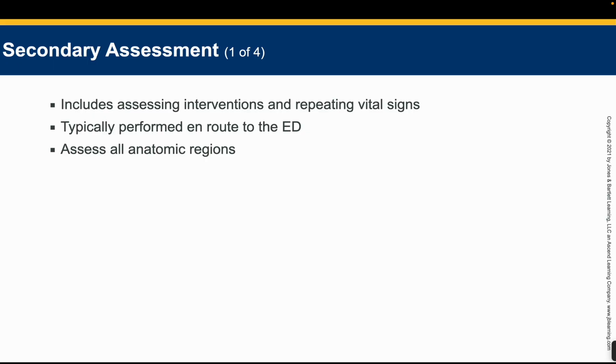The secondary assessment is where you slow down a bit and take a more detailed look at your patient. You're reassessing the interventions you've already done and repeating vital signs to see how your patient's responding. This is typically happening en route to the hospital once you've addressed immediate life threats. You'll also be doing a more thorough exam, going through all the anatomic regions to make sure nothing was missed during your primary assessment. This is your chance to catch anything subtle, reassess trends, and make sure your patient's continuing to move in the right direction.